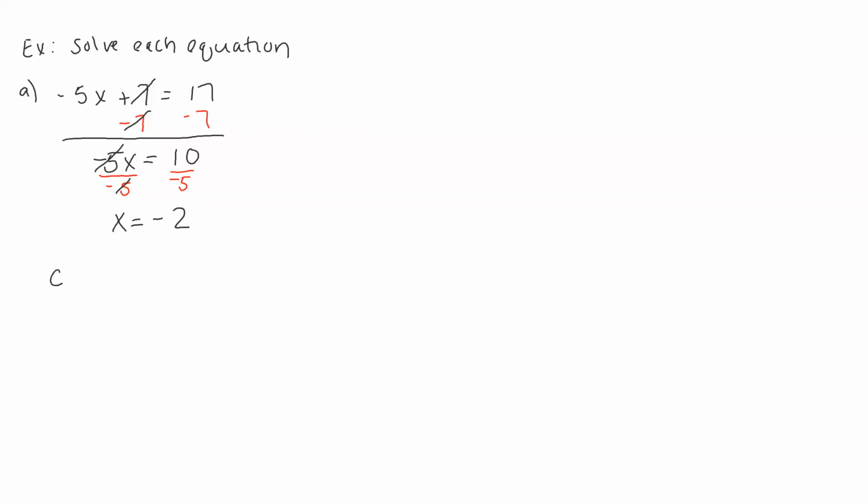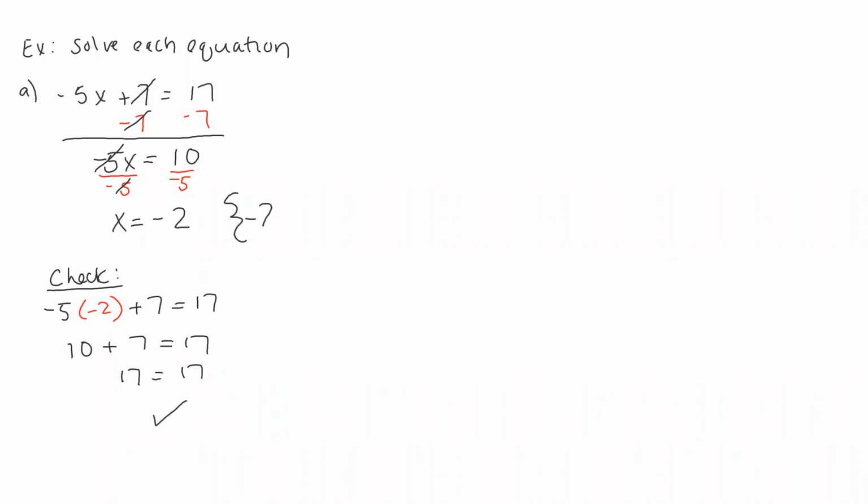So let's check our solution. What we're going to do is rewrite the original equation, but anywhere we see an x, we're going to put a negative 2. So I get -5 times -2 plus 7 equals 17. All right, so I want to do first the -5 times the -2. -5 times -2 is 10. And then I've got my plus 7 equals 17. So finally, what's 10 plus 7? Well, it's 17. 17 does equal 17, so this is good. And that just verifies that our solution is -2.